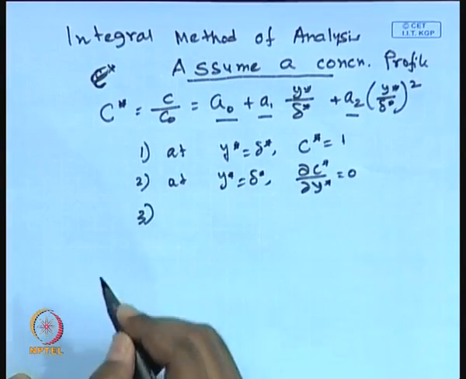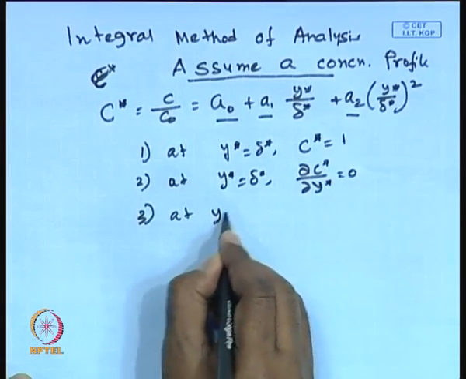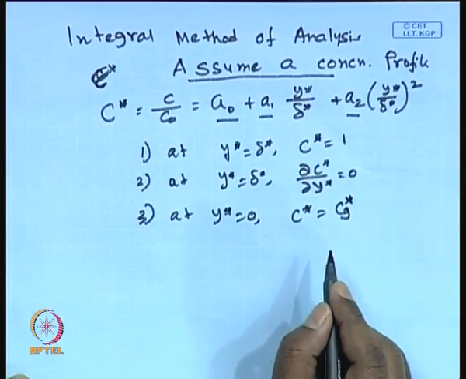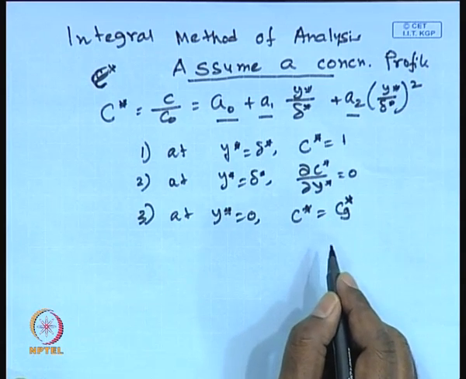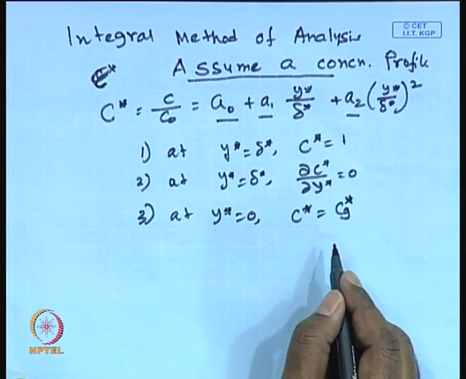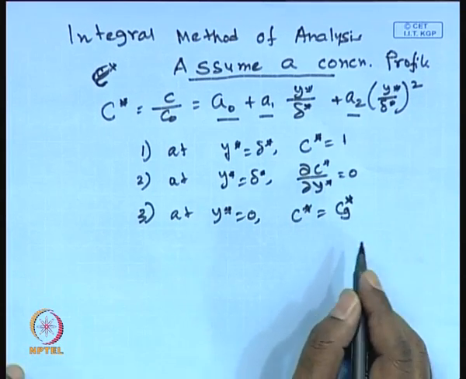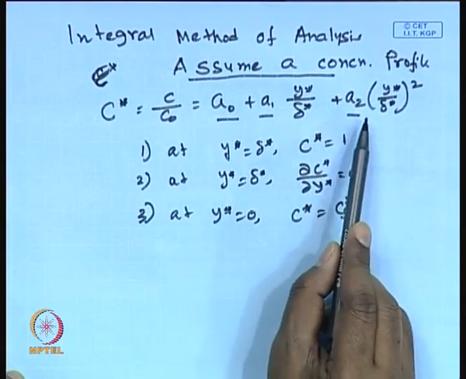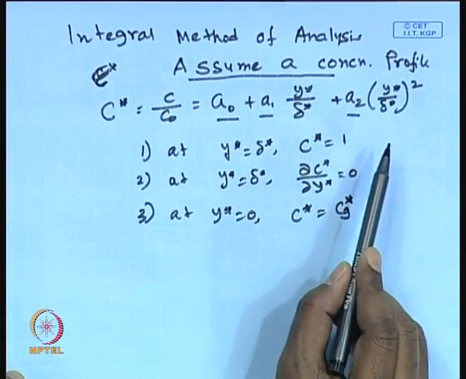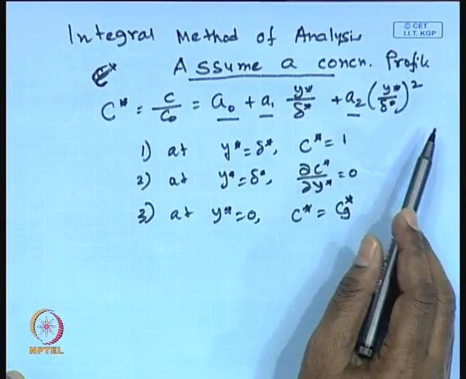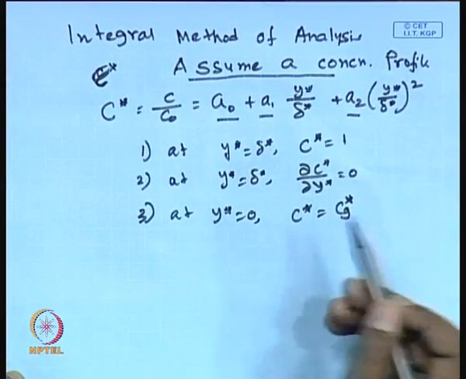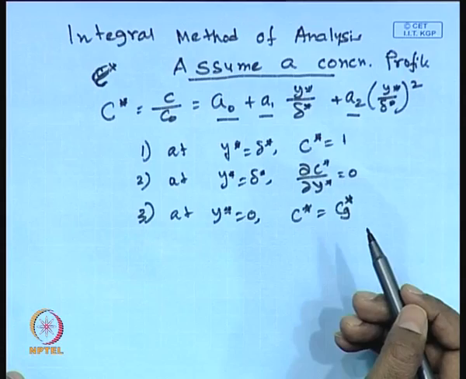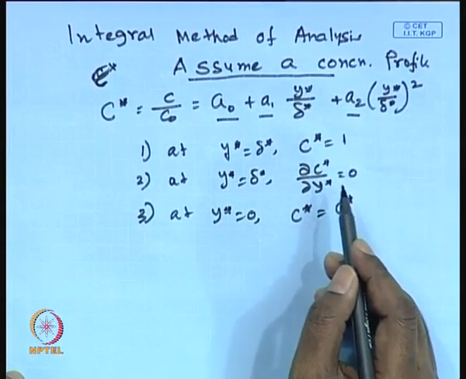These two have to be satisfied. Number 3, in this particular case, at y star equal to 0, my C star is always equal to Cg star. Because we are talking about a gel layer controlled filtration, the concentration at the membrane surface will always be constant, and that constant is equal to Cg star. So, that is known to us. Since you have three boundary conditions, you can have three undetermined coefficients in your profile. That means you can go up to a second order polynomial. You can go up to a fourth order polynomial or higher order polynomials, but all of them will give you a spurious solution. So, ultimately it reverts to a second order polynomial with three coefficients.